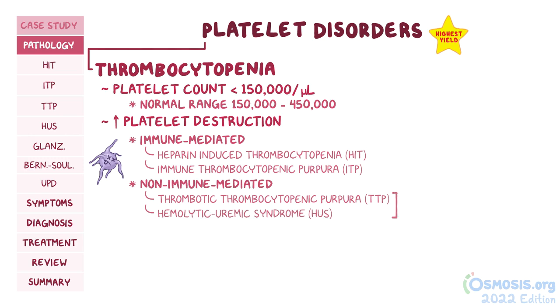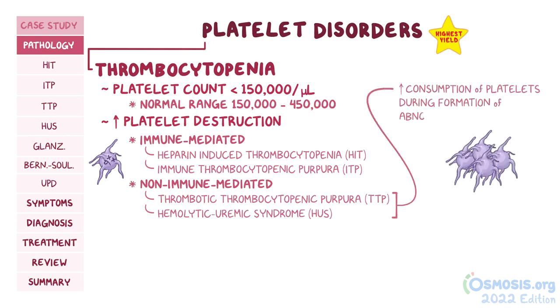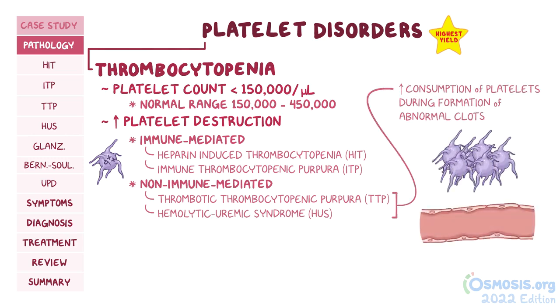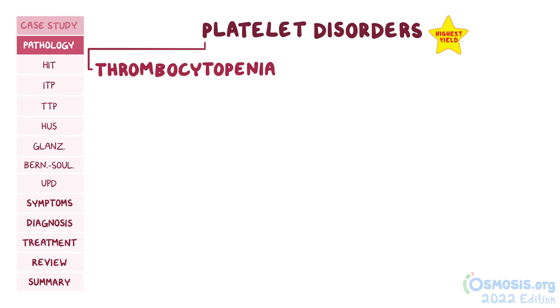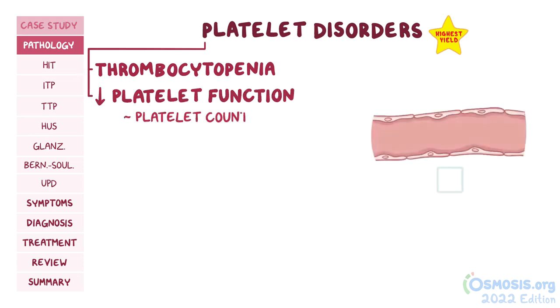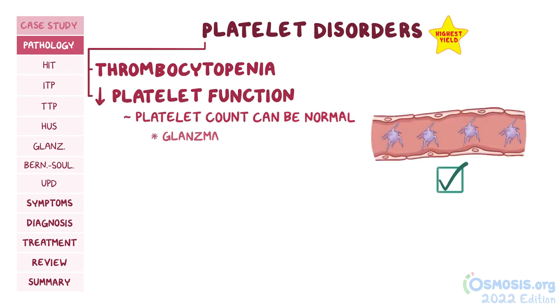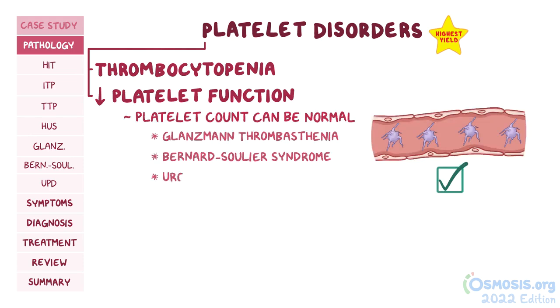Thrombocytopenia from these cases is often due to an increased consumption of platelets during the formation of abnormal clots. And as a result, there are fewer platelets left in circulation. Alright, now in the second category of platelet disorders, there's a decrease in platelet function, while the platelet count can be normal, like in Glanzmann thrombasthenia, Bernard-Soulier syndrome, and uremic platelet dysfunction.